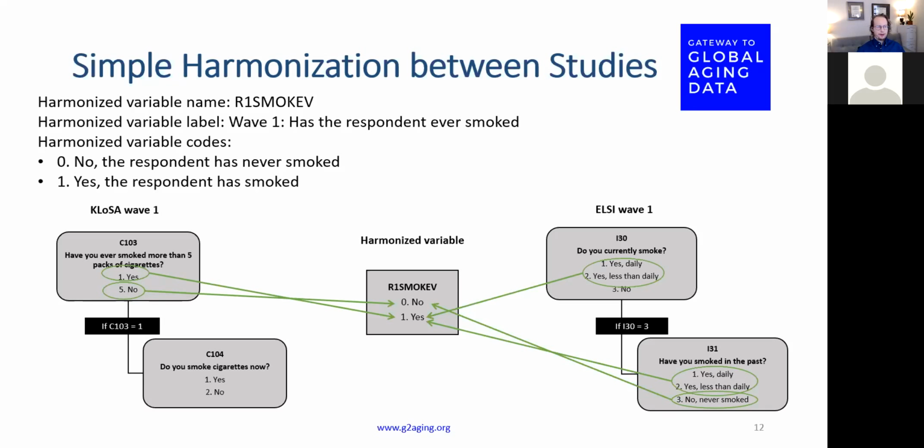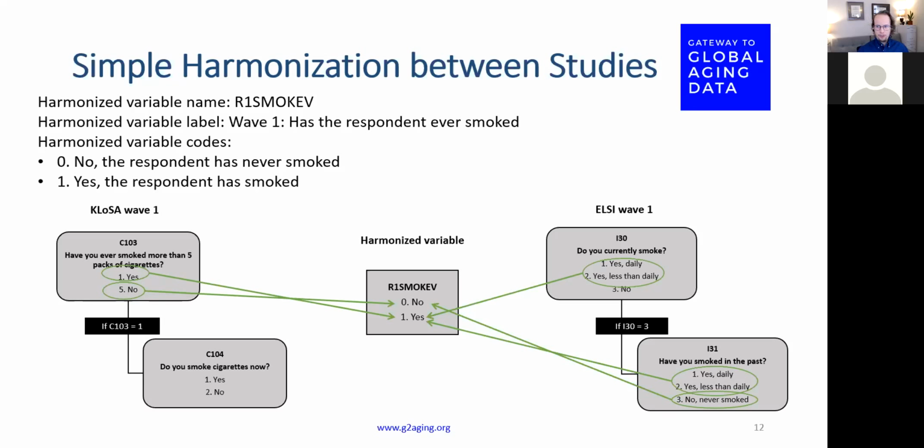So let's say that we want to make a harmonized variable, which we have done. We call this variable R1 smoke ev, so whether the respondent has ever smoked as of wave 1. Harmonized variables are always going to have the same value code. So a no will always be a 0, a yes will always be a 1. So in this case, the transformation is quite simple. We're just going to recode those 5s to 0s. But we want to make sure it's comparable between all of the harmonized data sets.